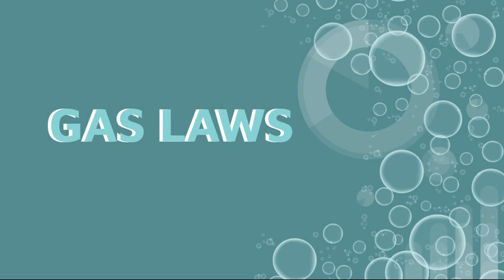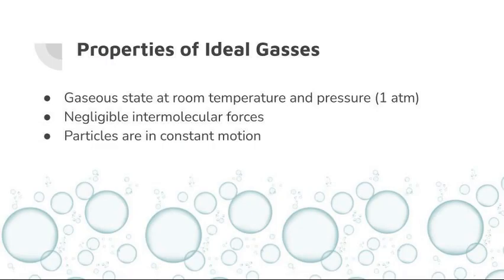Today I'll be reviewing gas laws, the various equations, and how to use them. Before we start, let's review the properties of ideal gases. Ideal gases are any substance that exists in the gaseous state at room temperature and pressure. Additionally, they have negligible intermolecular forces, and lastly, their particles are in constant motion.